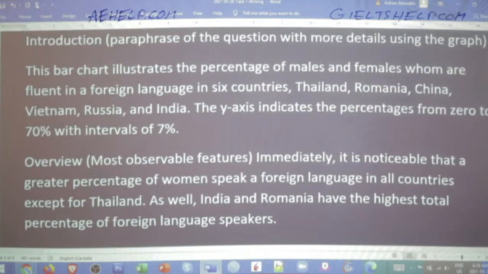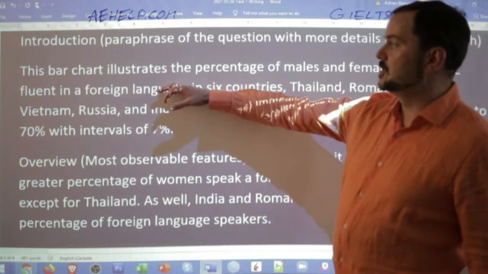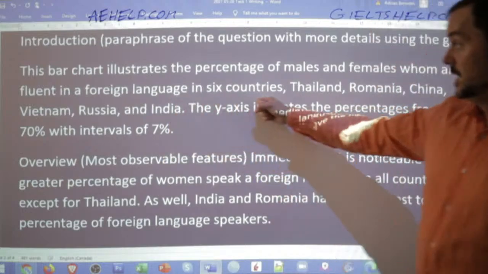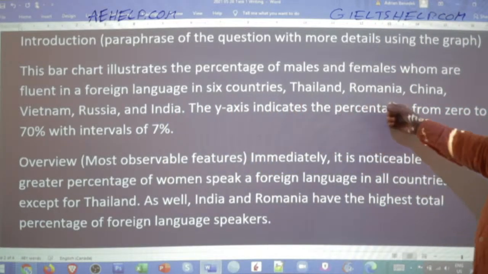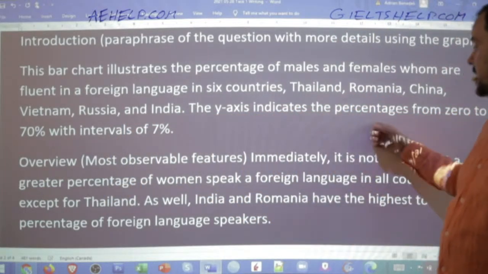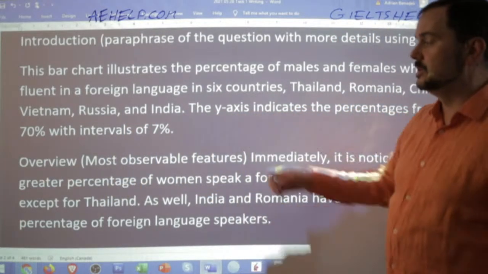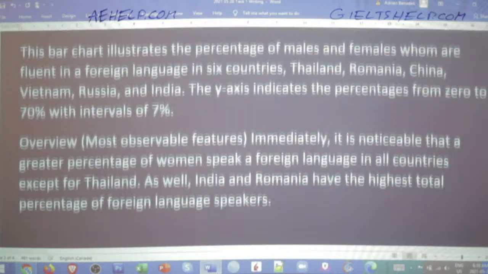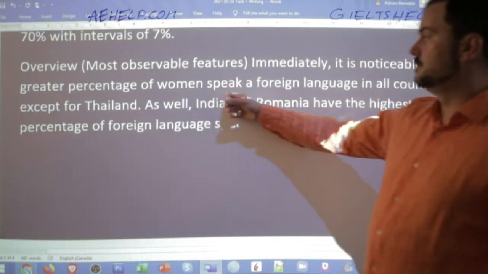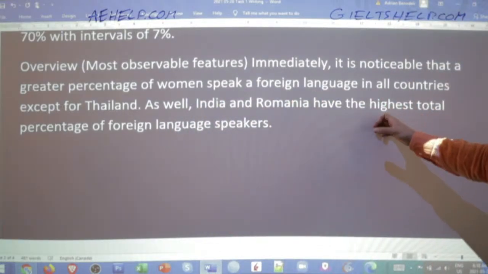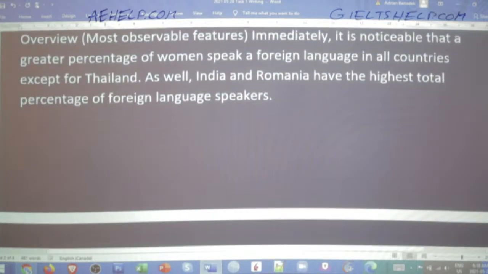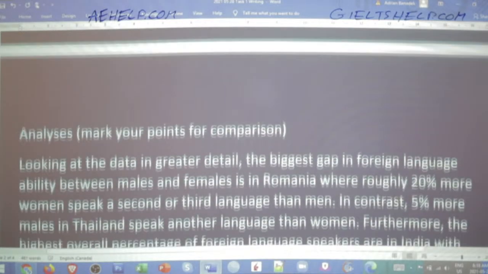So this essay reads: this bar chart illustrates the percentage of males and females who are fluent in a foreign language in 6 countries: Thailand, Romania, China, Vietnam, Russia, and India. The y-axis indicates the percentages from 0 to 70% with intervals of 7. Immediately, it is noticeable that a greater percentage of women speak a foreign language in all countries except for Thailand. As well, India and Romania have the highest total percentage of foreign language speakers.